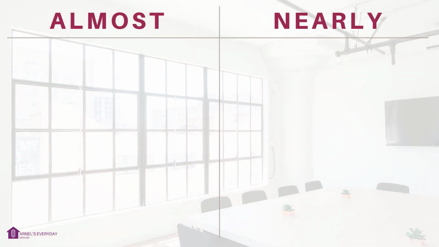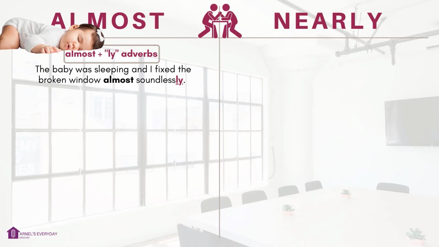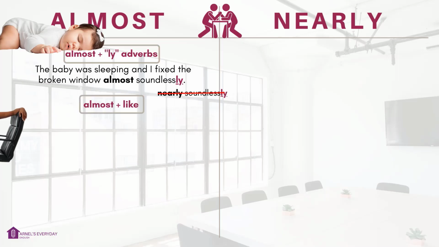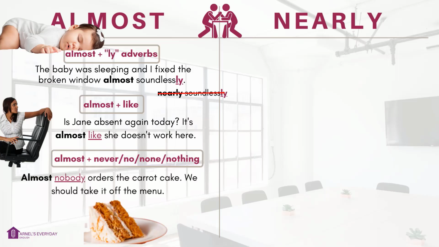We use almost in front of ly adverbs. The baby was sleeping, and I fixed the broken window almost soundlessly. Nearly soundlessly? No. Almost like. Is Jane absent again today? It's almost like she doesn't work here. Also in front of a negative word like never, no, none, and nothing. Almost nobody orders the carrot cake. We should take it off the menu.